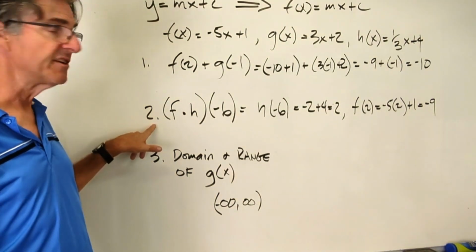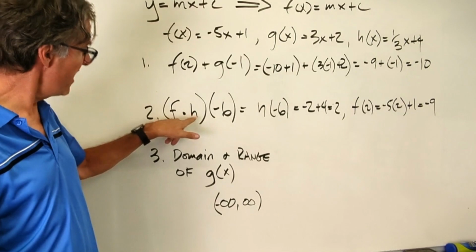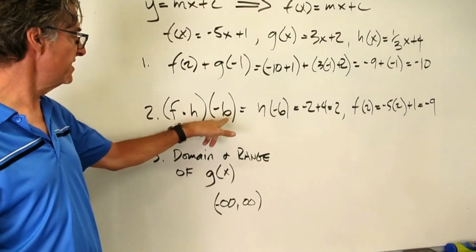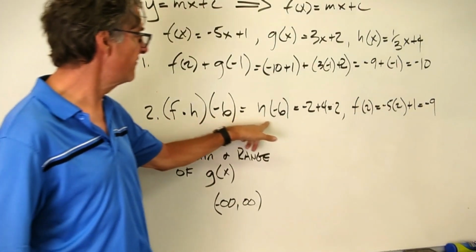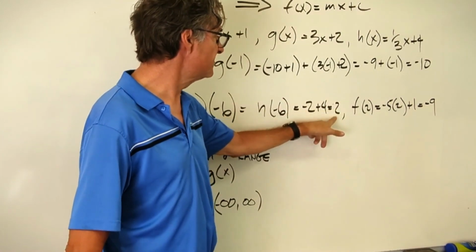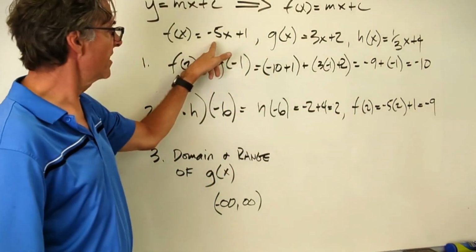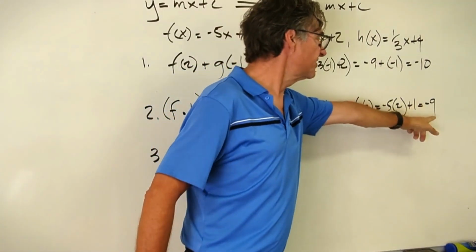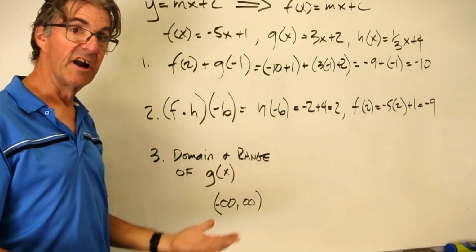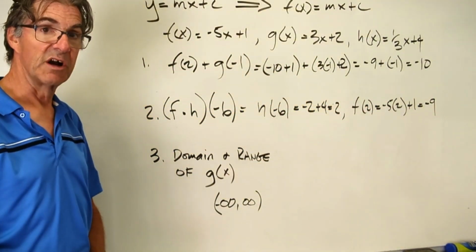Second one is a composite function, f of h of x. So what we do is we take the negative 6, plug it into h of x first, get our result, then take that result and plug it into f of x right there. Crunch our numbers, get down to minus 9. Hope you got there. If you didn't, pause the video, check your work.